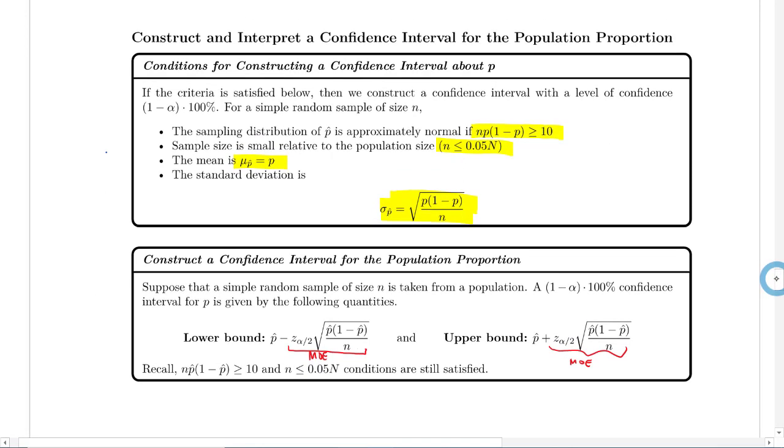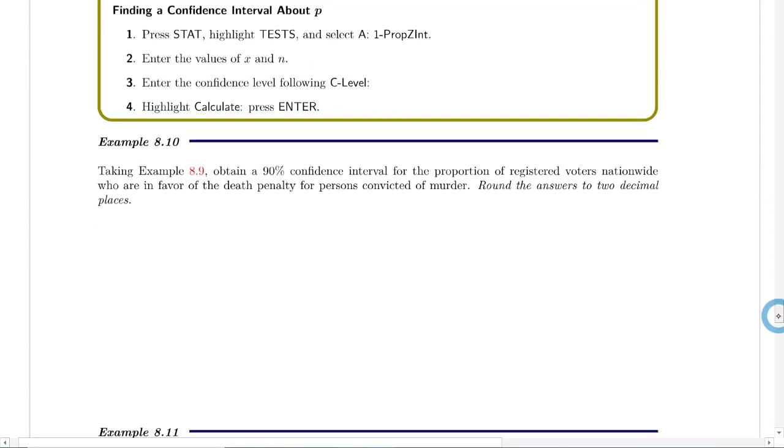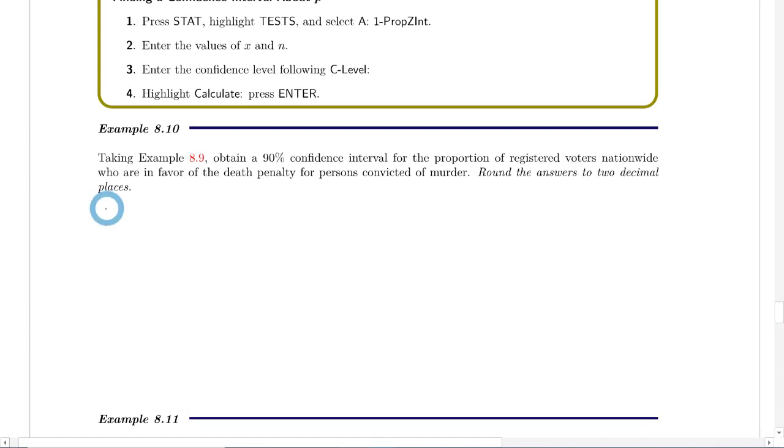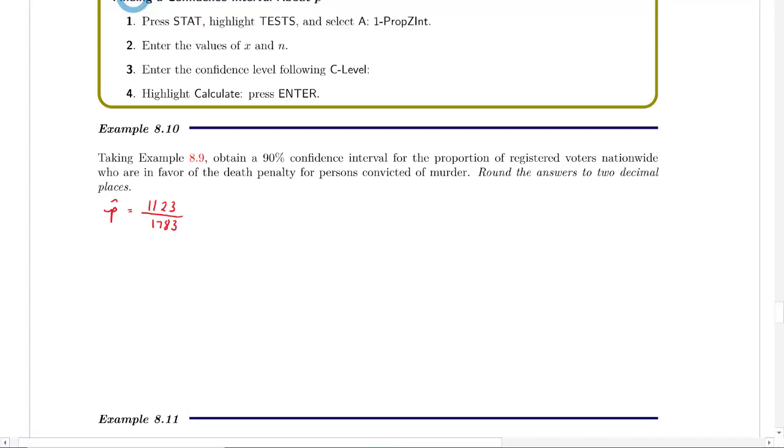Remember that we have this preliminary step, part 1, and then if those are satisfied, we can go ahead and look at the distribution. We do know though that the p hat is this quotient right here. So the first thing we'll want to do is note that our p hat is 1123 over 1783. The next thing is we want to do the preliminary and do part 1.